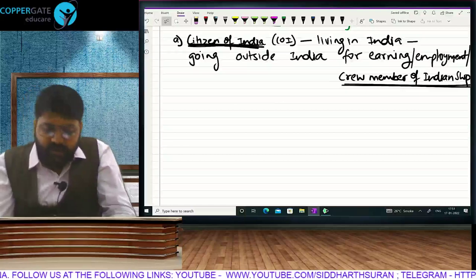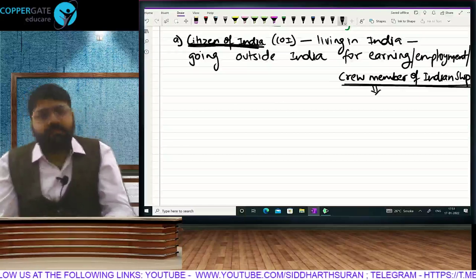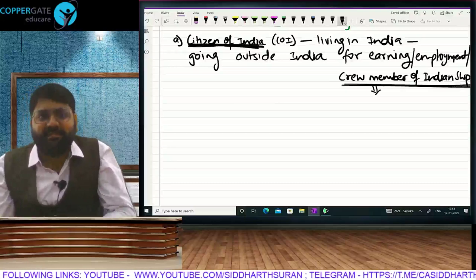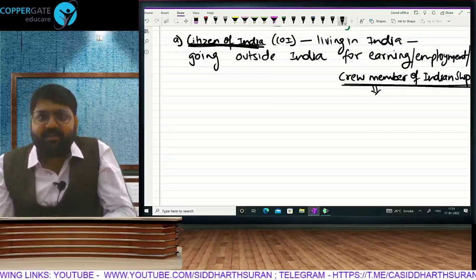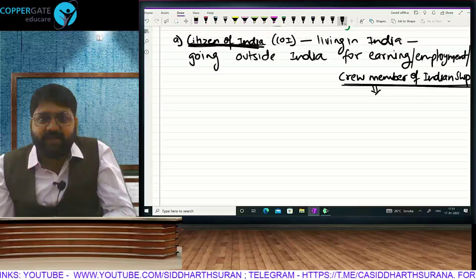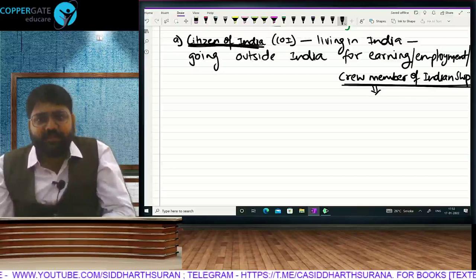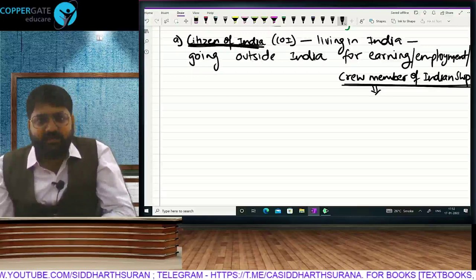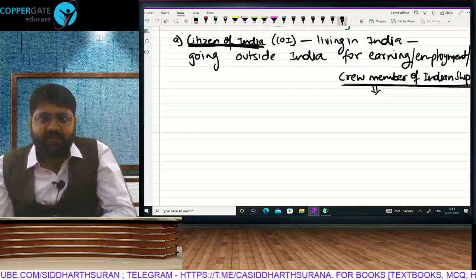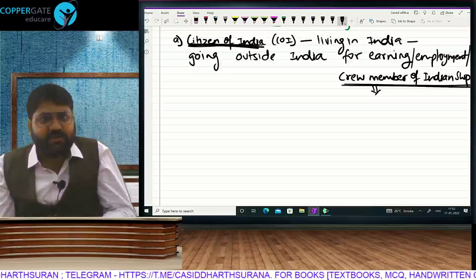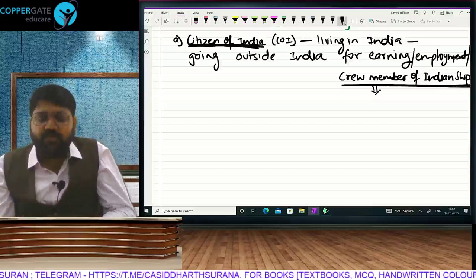Very good. With respect to this crew member, some years ago there was a circular released by CBDT. Circulars are released by CBDT, I told you that towards the end of yesterday's class. That way, circulars are not relevant for your portion, but wherever they come in the exam, I am going to discuss circulars also with you.